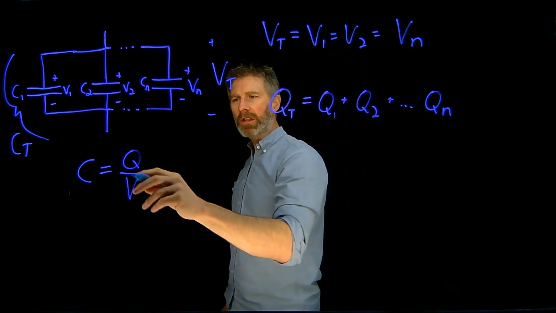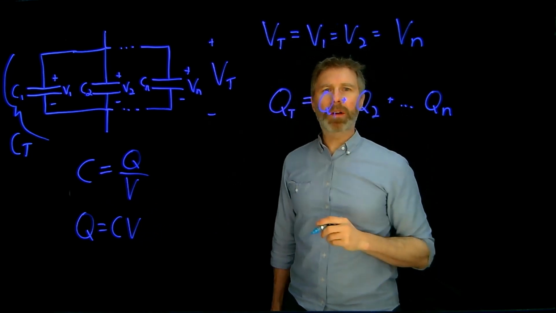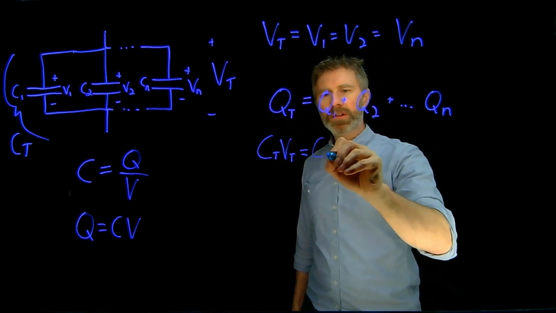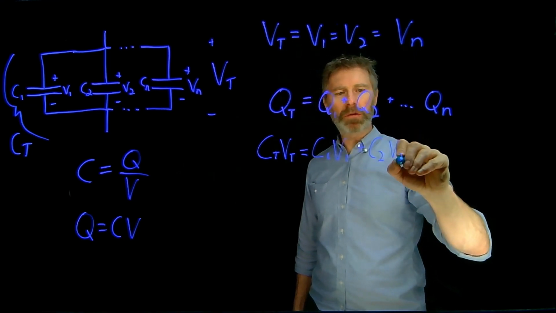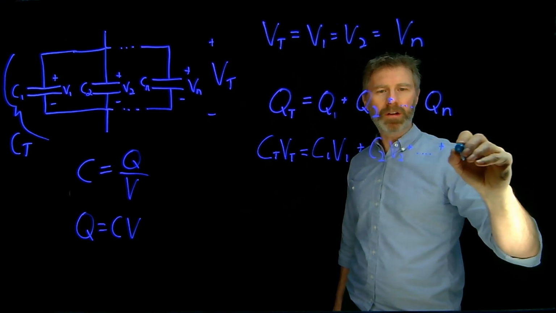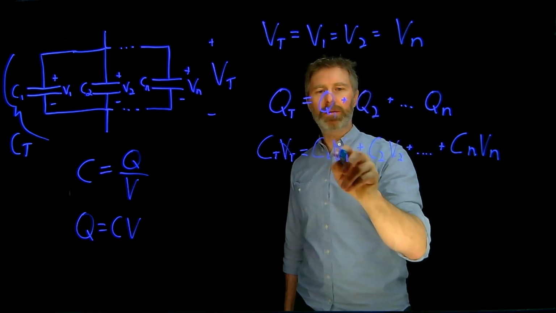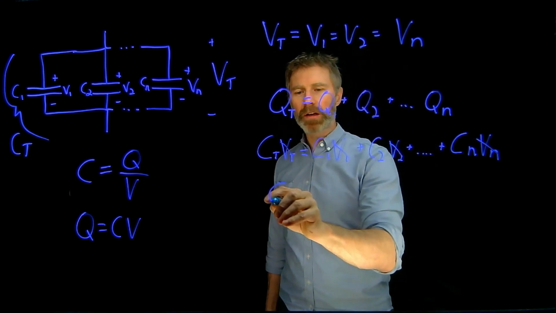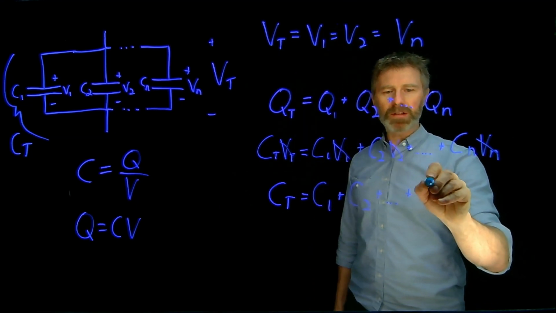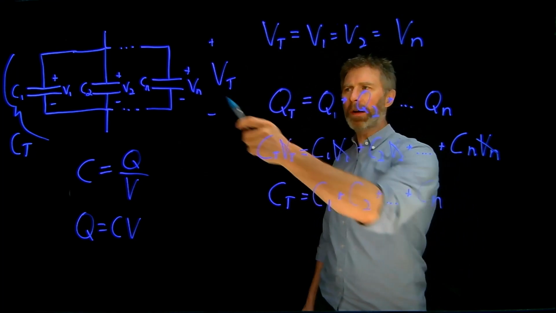Going back to the equation C equals Q over V, rearranging that for Q, we get Q is equal to C times V. Plugging this equation in for each one of those individual charges, we get the total charge is CT times VT, and that's equal to C1 times V1 plus C2 times V2 plus all the terms in between, plus Cn times Vn. Remember, VT equals V1 equals V2 equals Vn. So we can divide both sides of the equation by that voltage, and all those are going to cancel out. We end up with the total capacitance equal to C1 plus C2 plus all those capacitors in between plus Cn. So basically the total capacitance is simply equal to the sum of the capacitors when you have capacitors in parallel, like I do here.